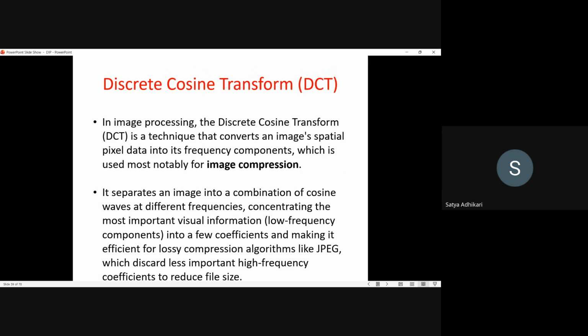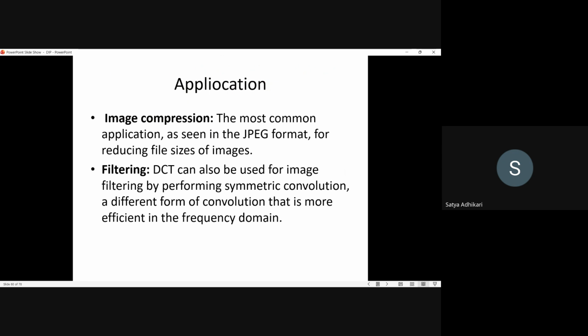It separates an image into a combination of cosine waves at different frequencies, concentrating the most important visual information, the low frequency components, into a few coefficients and making it efficient for lossy compression algorithms like JPEG, which discard less important high frequency coefficients. So basically, this is used for image compression. The main applications are image compression and filtering. The most common application is seen in the JPEG format, reducing the size of the image.